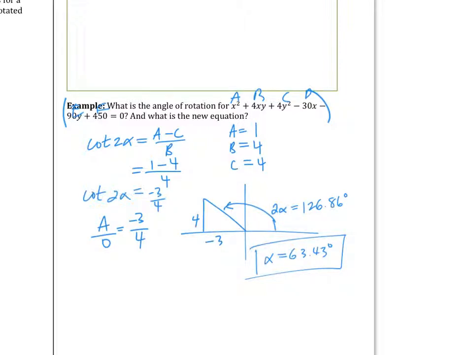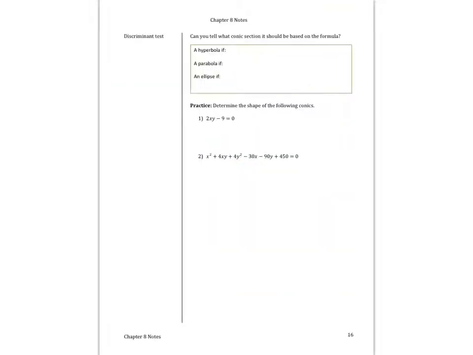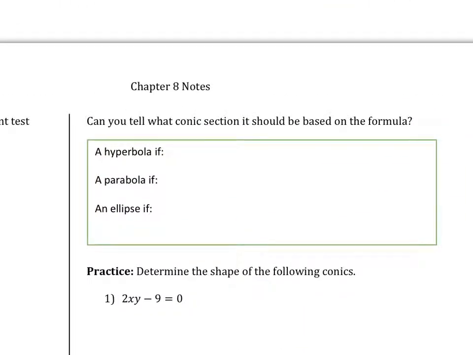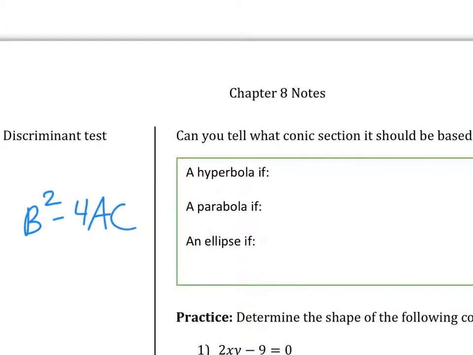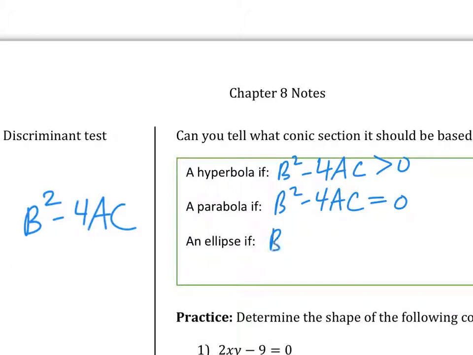And then the last thing I'm going to tell you is how to figure out what shape it is by ABC. All right. How can you tell what kind of shape that should be? It has to do with B squared minus 4AC, which is the discriminant part of your quadratic formula. So it's a hyperbola if B squared minus 4AC is greater than 0. B squared minus 4AC is 0 if it's going to be a parabola, and the ellipse B squared minus 4AC is less than 0.